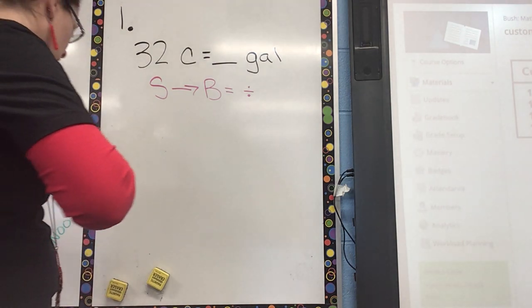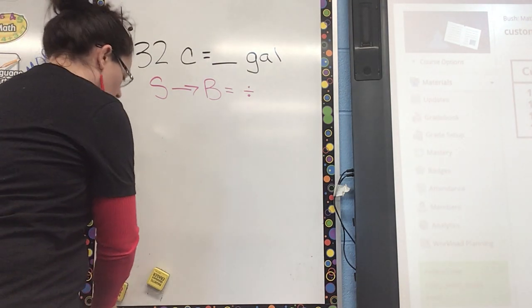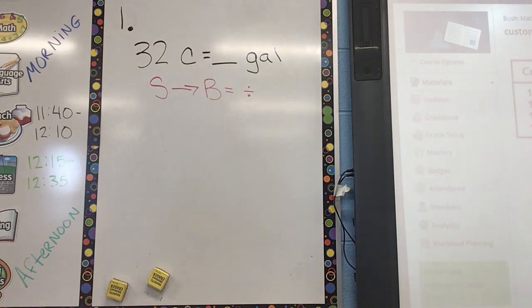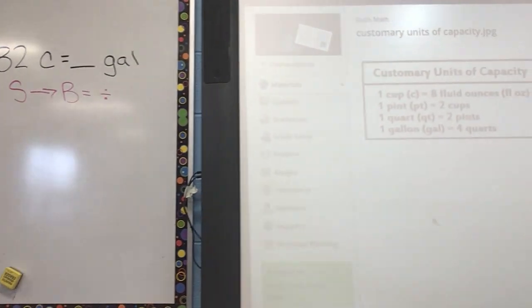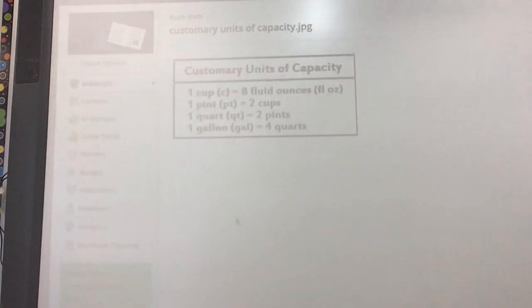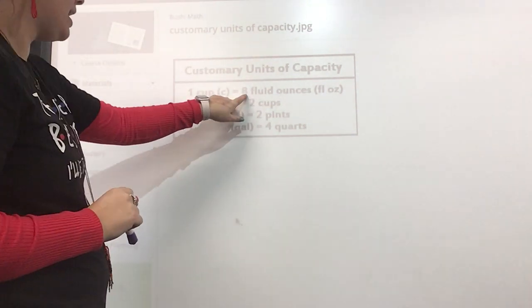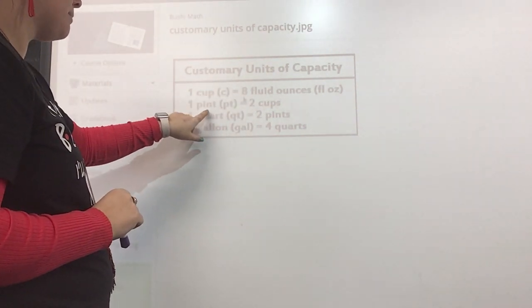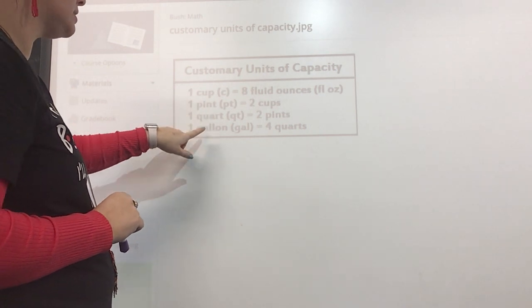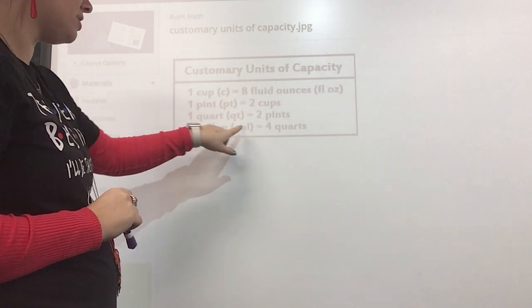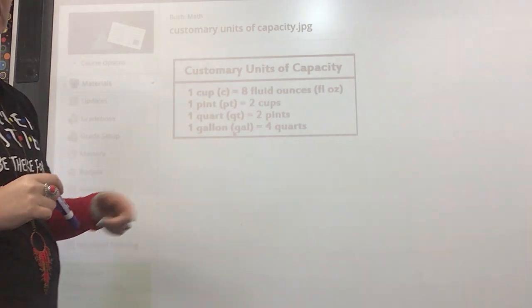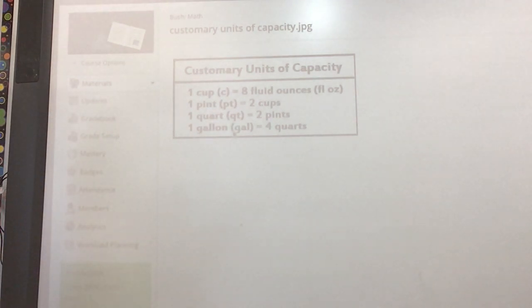Let's check our chart to see what my equation is going to be. I'm looking for cups and gallons. Well, I see how many fluid ounces are in a cup. I see how many cups are in a pint. I see how many quarts are in a gallon, but it doesn't tell me how many cups. My chart doesn't give me what I need here. What do we have to do?